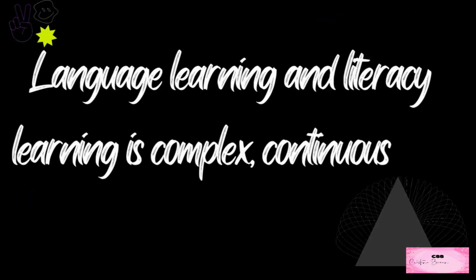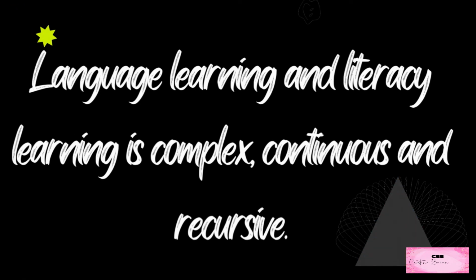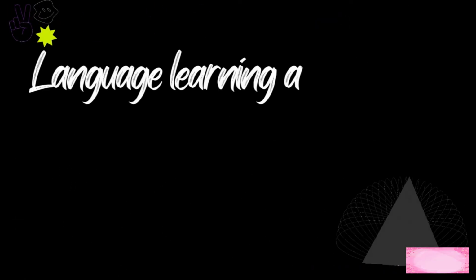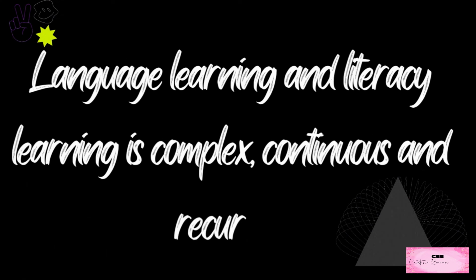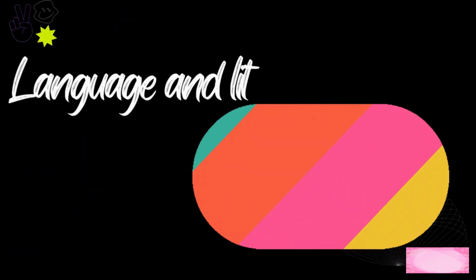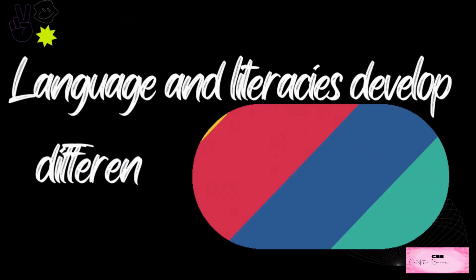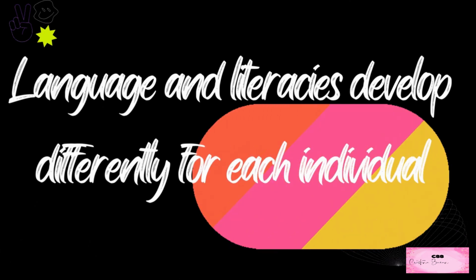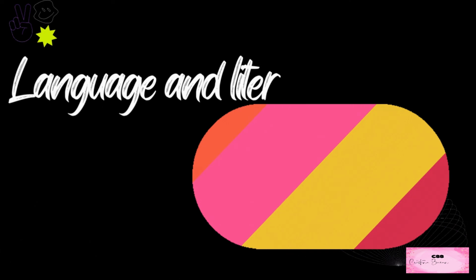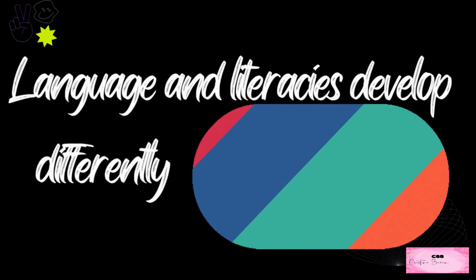Language learning and literacy learning is complex, continuous, and recursive. It is learning focused on reflection as a dynamic web of interactions and relationships. Language and literacies develop differently for each individual. Learners have diverse ways of developing and expanding their language and literacies. Educators are called upon to be more innovative in creating learning spaces among learners.